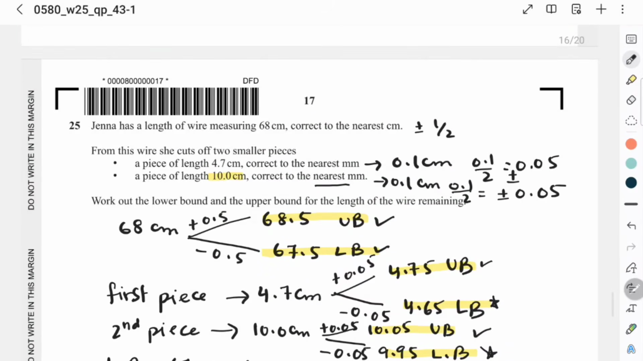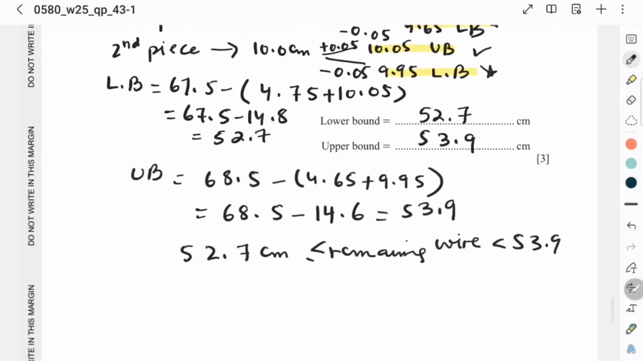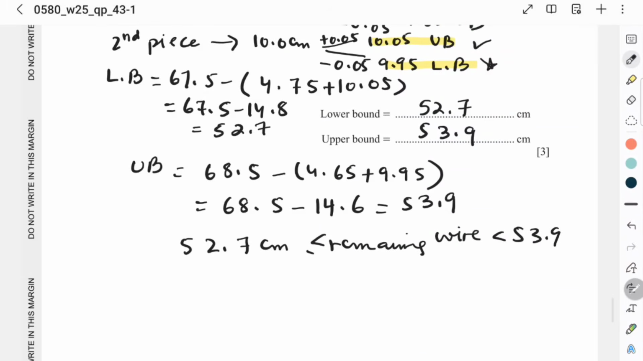First of all, in this question we changed millimeter to centimeter because the units were different, and then this is the subtraction question. Always, for the greater answer, greater minus lower, and for the smaller answer, smaller minus bigger.